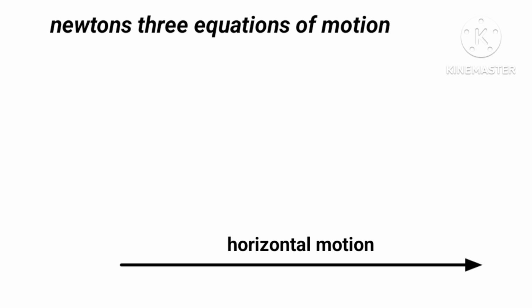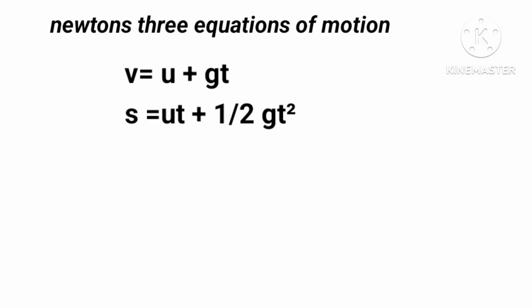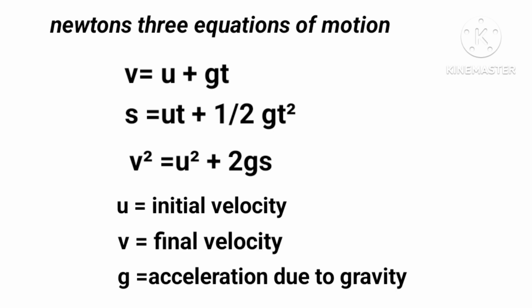For that we may write Newton's equations for vertical motions, replacing a by g. For example, v equals u plus gt, s equals ut plus 1/2 gt square, and v square equals u square plus 2gs, where u equals initial velocity, v equals final velocity, g equals acceleration due to gravity. Here, g is considered positive when the object falls freely under gravity, and negative when the object moves above the ground against gravity.